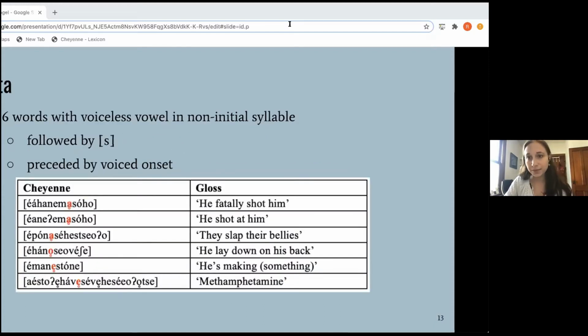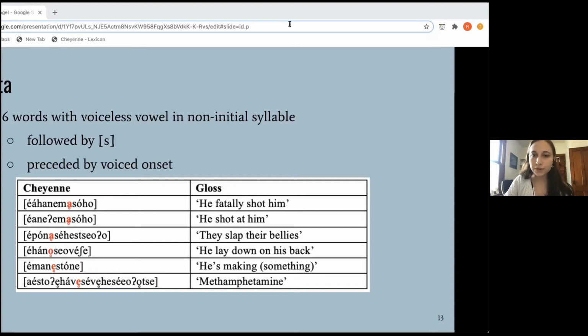Because the data is limited and it's difficult to control for relevant contexts, I present data from just 6 words in this talk as an initial exploratory investigation. However, you'll see that there is a good deal of consistency across these 6 words. Specifically, I looked at 6 words with voiceless vowels followed by an S and preceded by a phonemically voiced onset so that we can test whether the onsets do in fact devoice before voiceless vowels.